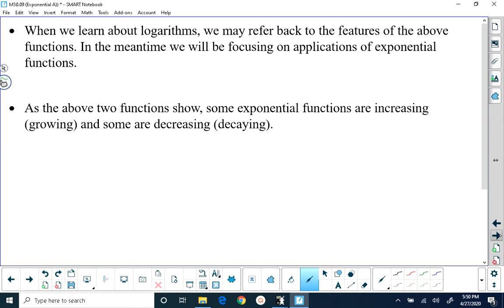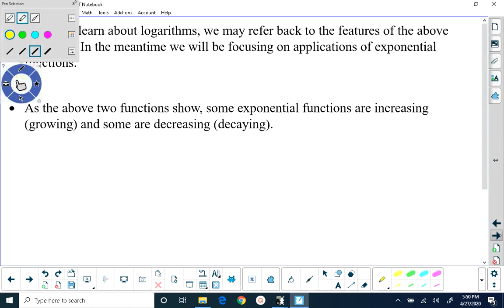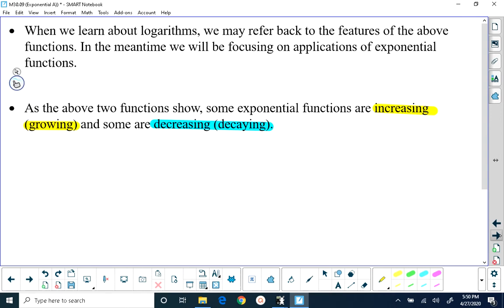But the key point I want to stress right now is this second one that you're looking at here. There are two types of exponential functions. Increasing exponential functions, which we can call growing exponential functions, and decreasing exponential functions, which we can call decaying exponential functions. Another good word instead of decaying is declining or shrinking.